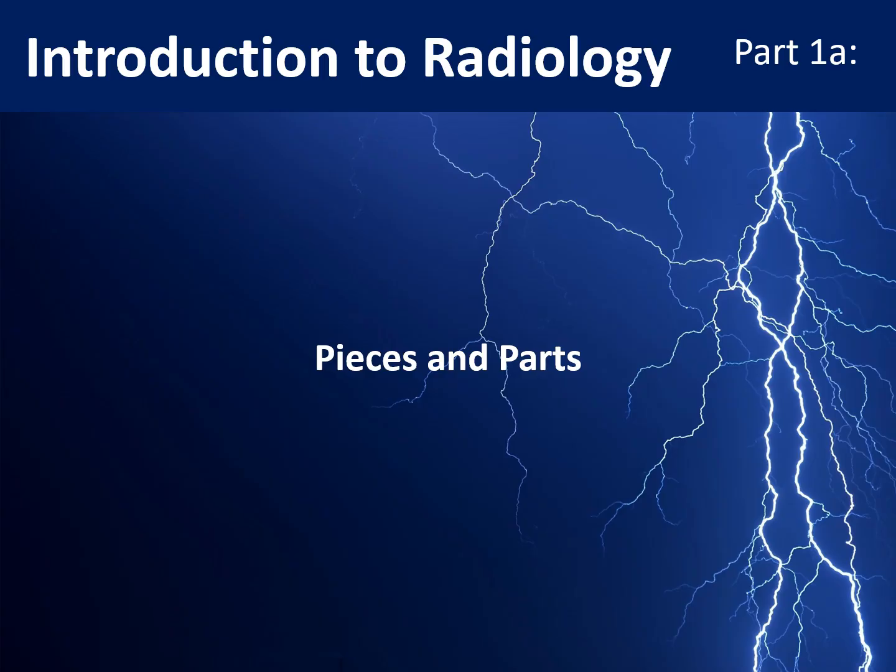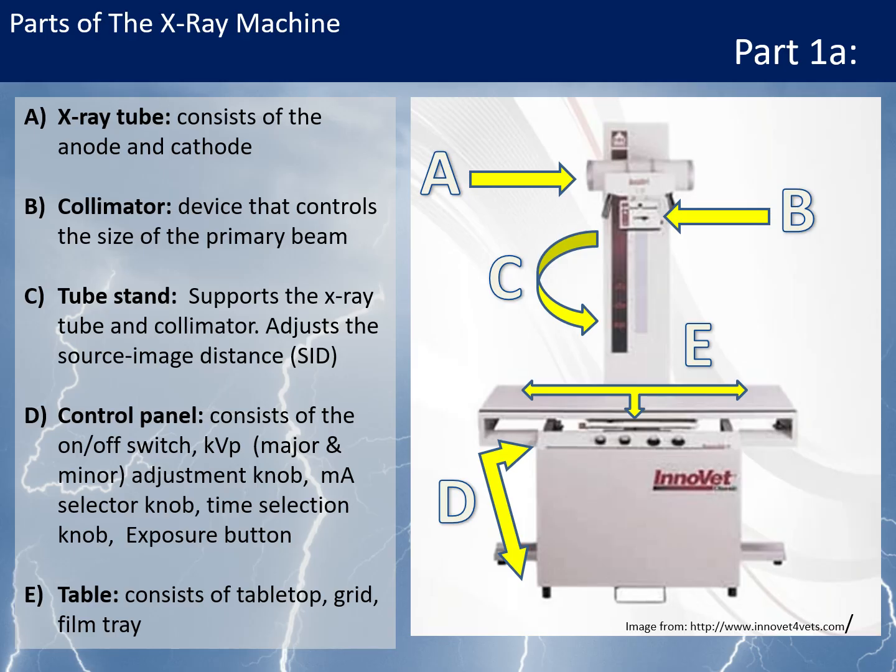Pieces and parts. Parts of the X-ray machine. You'll see a picture with an X-ray machine labeled A, B, C, D, and E. A is the X-ray tube. It consists of an anode and cathode. B, collimator, device that controls the size of the primary beam. C, tube stand, supports the X-ray tube and collimator, adjusts the source imaging distance, or SID.